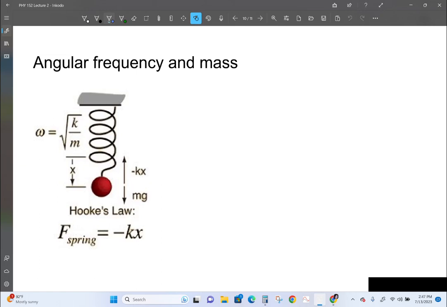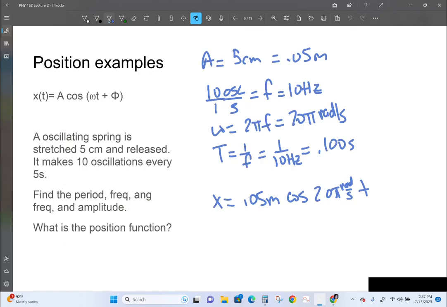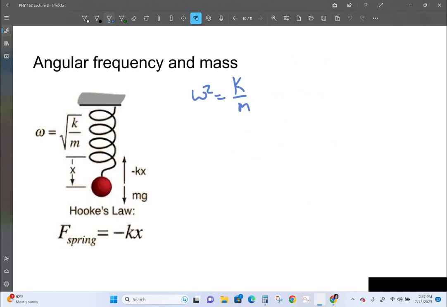Now, there's also a relationship between the angular frequency, or the frequency of it, and how stiff the spring is and how much mass is on the spring. So it turns out that omega squared equals k over m. So if omega, and let's go back to that problem, is 20 pi radians per second, I can actually figure out how stiff that spring is as long as I know what the mass is on it.